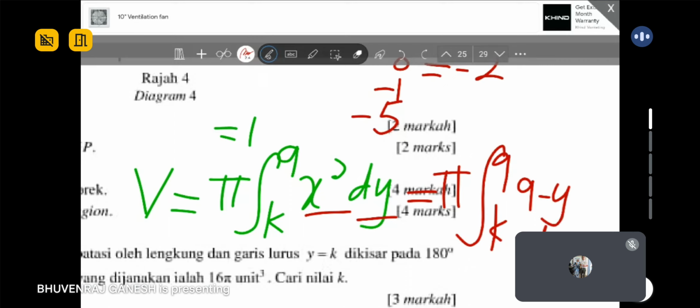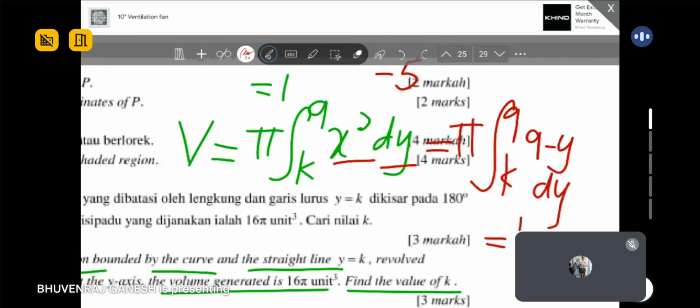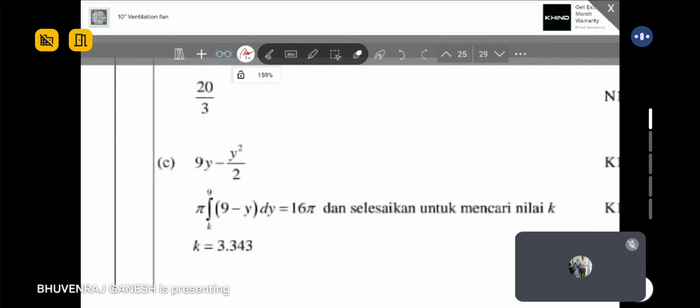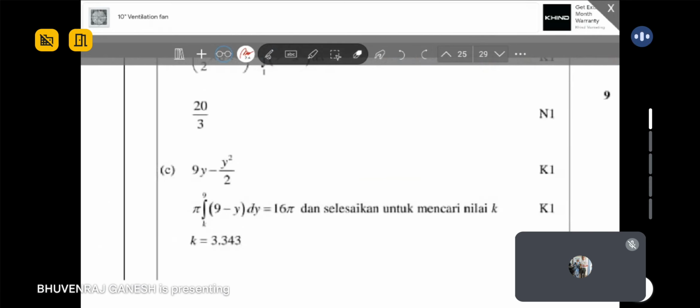So this is your equation, guys. Okay, so you just integrate lah as normal. Okay, and then the volume is equal to 16 pi. So seluruh yang ni sama dengan 16 pi. So this is the equation you need to solve. Okay, so when you solve, you will get k equal to 3.343. Okay, are you guys clear?